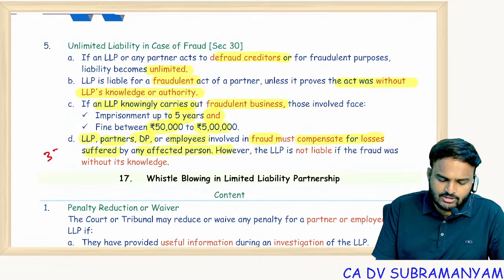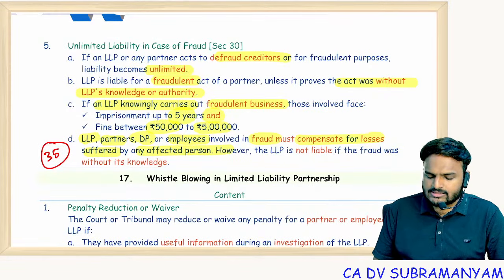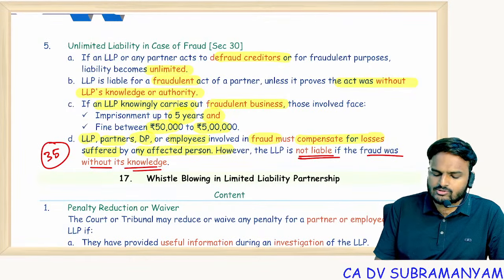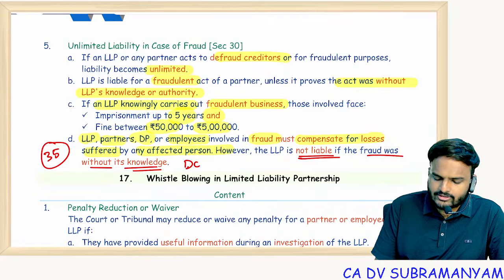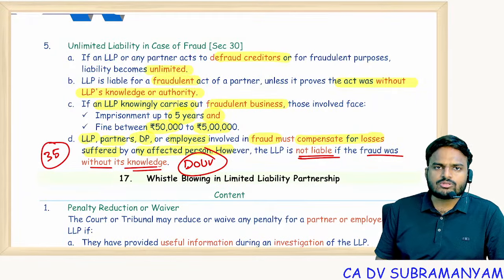This is similar to section 35 of the Companies Act. So civil liability: compensate the persons who incurred loss because of this fraud. However, LLP is not liable if the fraud was without its knowledge. I'm telling you, right? Doctrine of ultra vires. You take the doctrine of ultra vires: the company is not liable, the defaulters are liable to the outsiders.